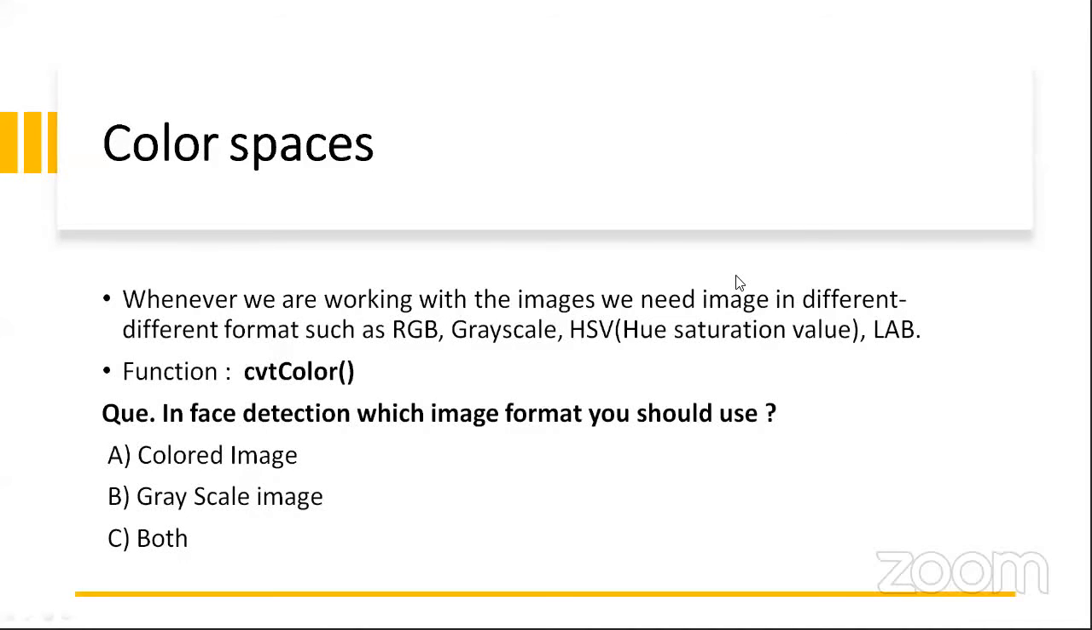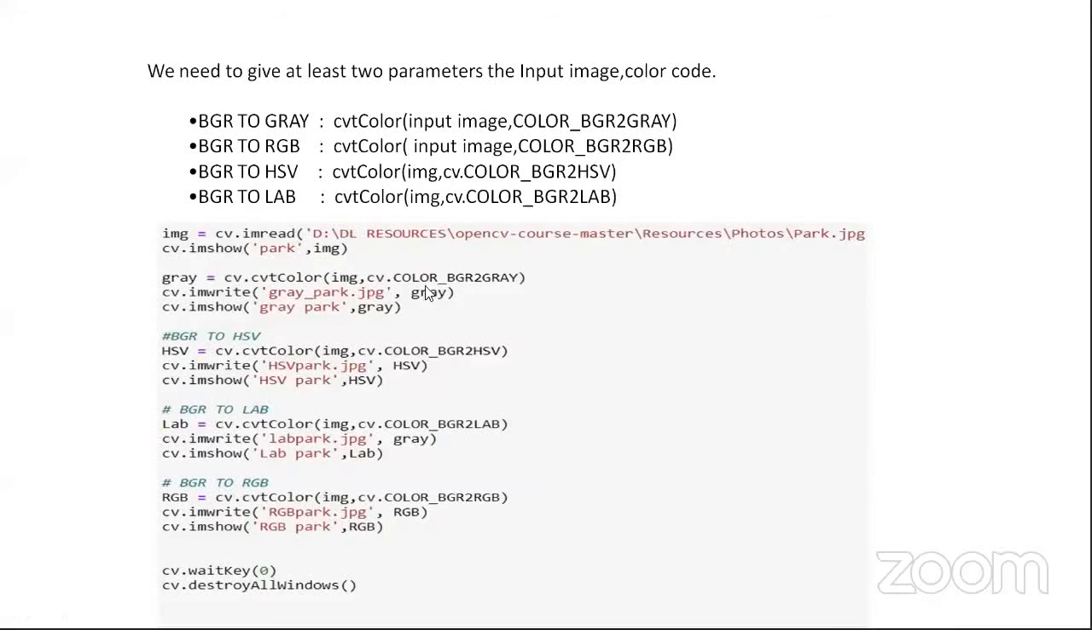Moving forward, how can we do the color conversion in OpenCV? The function is very handy: cvtColor. We need to input the image and give two parameters. First is the image on which we perform the operation, and second is the flag. We have various flags, like for BGR to gray, we have cv.COLOR_BGR2GRAY, and for BGR to RGB, we have cv.COLOR_BGR2RGB. We have a lot more. We can do vice versa also.